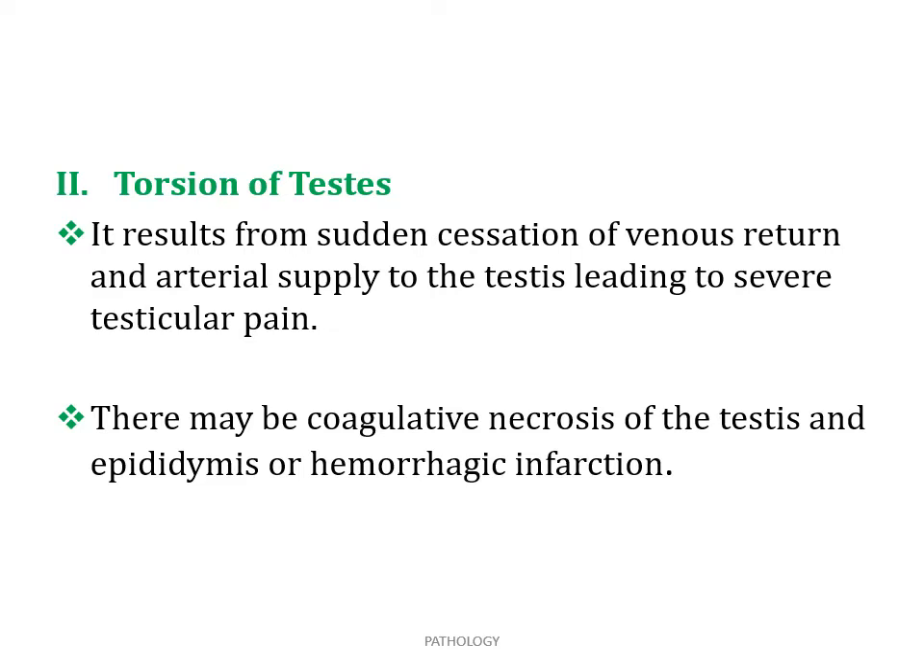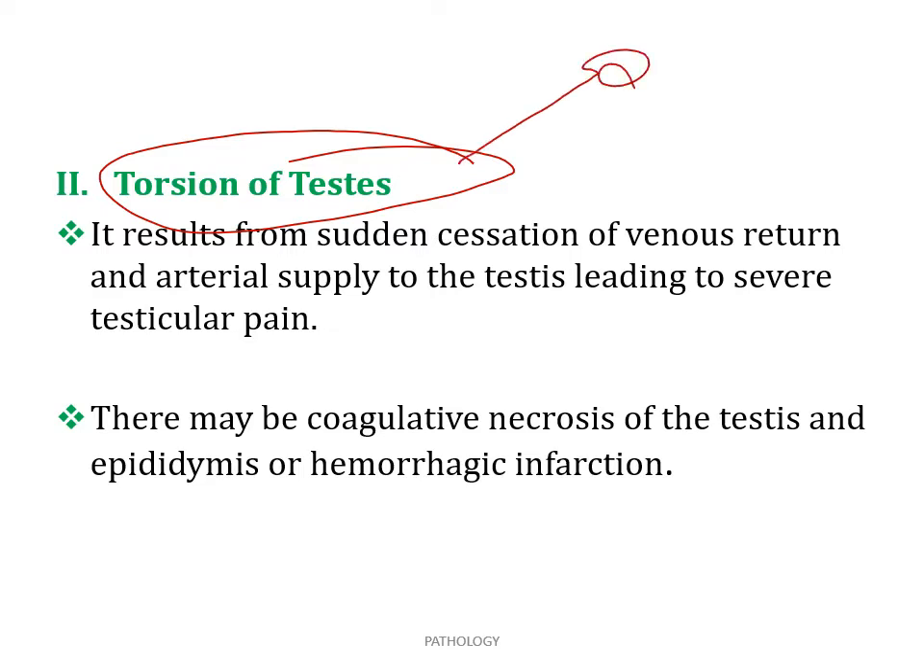Coming to other pathology of the testes, there is a pathology leading to twisting of the spermatic cord. When you twist the spermatic cord, you compromise the blood supply to the testes, and the patient tends to present with sudden acute testicular pain. This condition is known as testicular torsion.